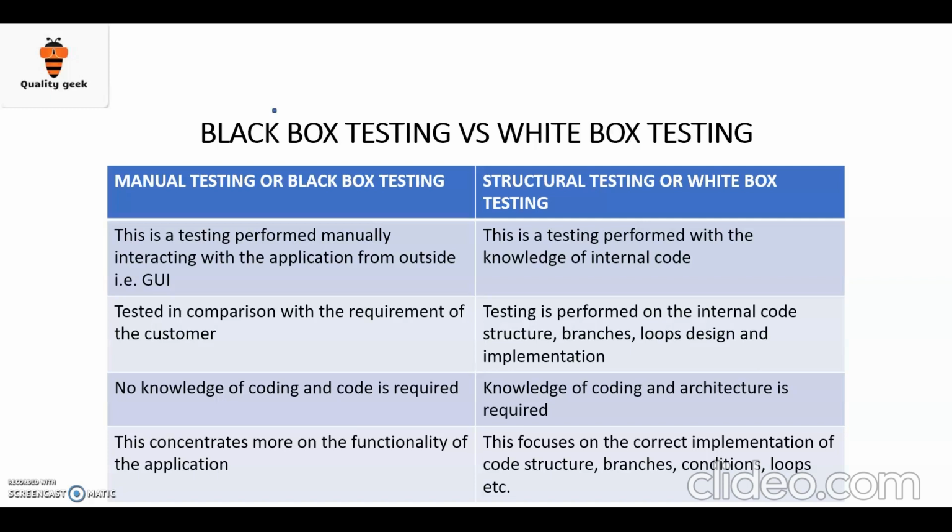For structural or white box testing, it is performed on the internal code structure, branches, loop designs, and implementation. For black box testing, no knowledge of coding is required, but for white box testing, coding and architecture knowledge is definitely required. Manual testing concentrates more on the functionality of the application, and white box testing focuses on the correct implementation of code structures, branches, conditions, loops, etc.